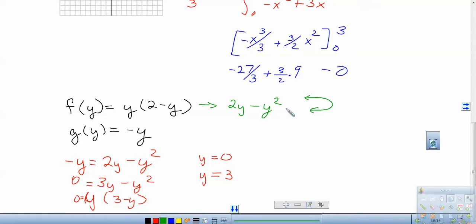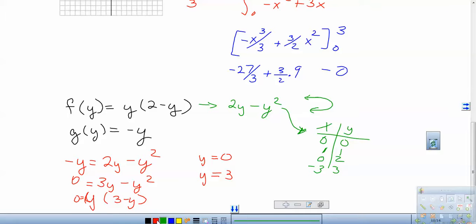So then I need some points between 0 and 3. I'm going to start with this parabola that opens to the left. I'm going to put in, for y, 0, 1, 2, and 3. If I put in 0, I get 0. If I put in 1, I get 2 minus 1, which is 1. If I put in 2, I get 0. If I put in 3, I get 6 minus 9, which is negative 3. And these are x values.